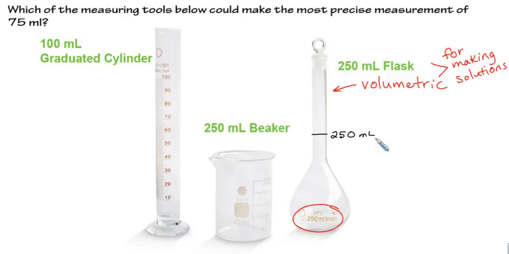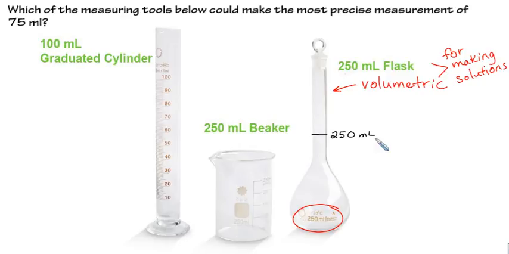But in this case there is no mark for 75. Would 75 milliliters fit in this measuring tool? Absolutely. But I have no clue where that would be. Volumetric flasks are only used for making specific volumes of solutions. So we're not really going to use these in the lab.